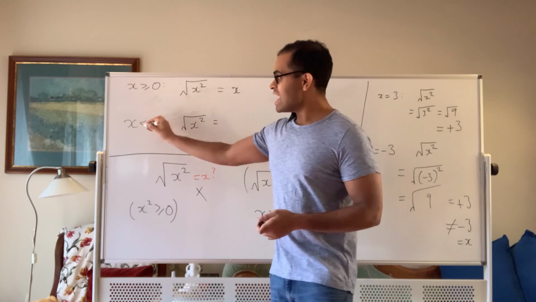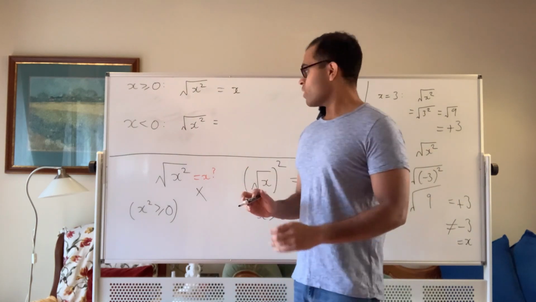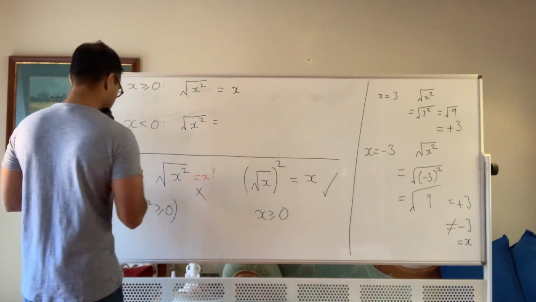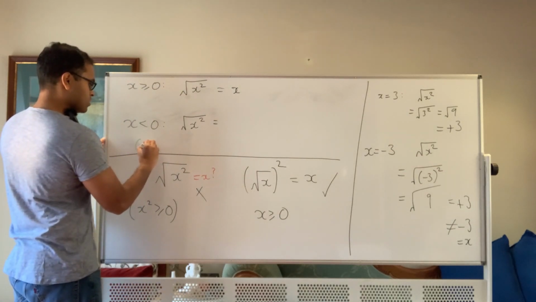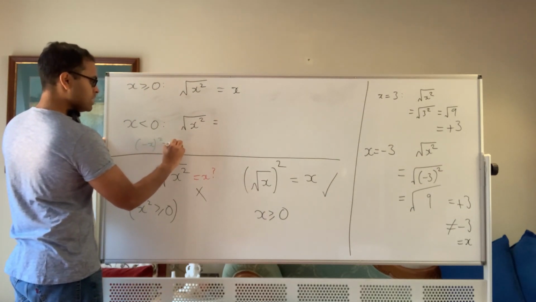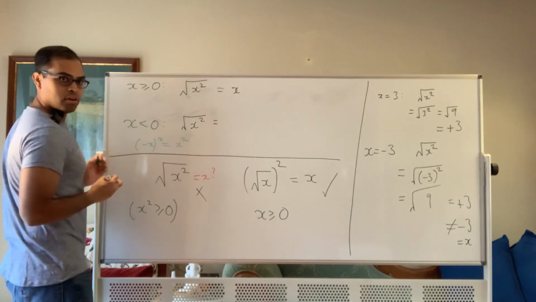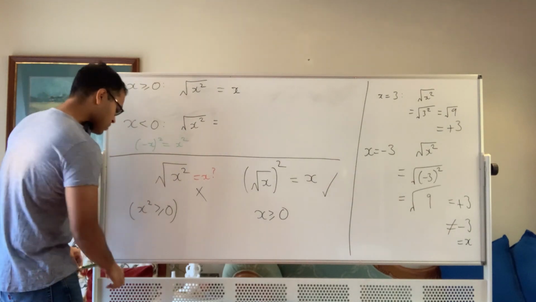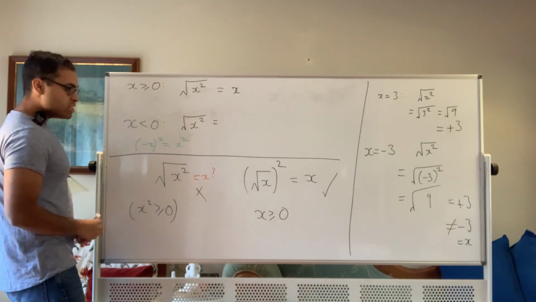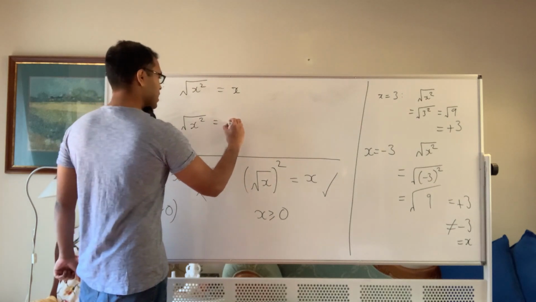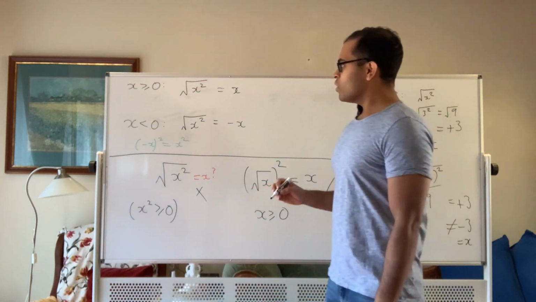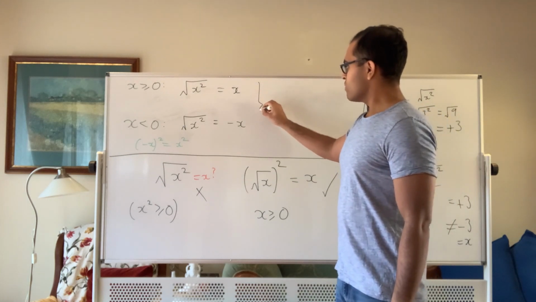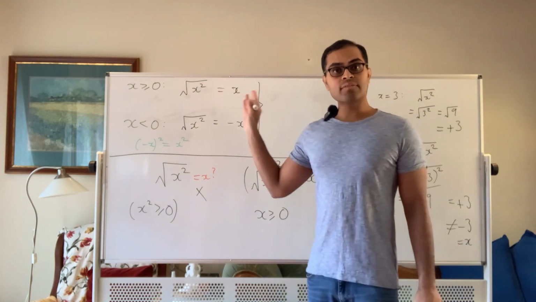And that's going to be negative x, because negative x squared, so I'm just going to put this in a parenthesis here, and this is going to be in green. Negative x squared is equal to x squared, right? So because of that, we know that the square root of x squared is the positive value that squares to be x squared. It's going to be negative x, okay, when x is negative. So this is the formula for the square root of x squared, and you can leave it like that.